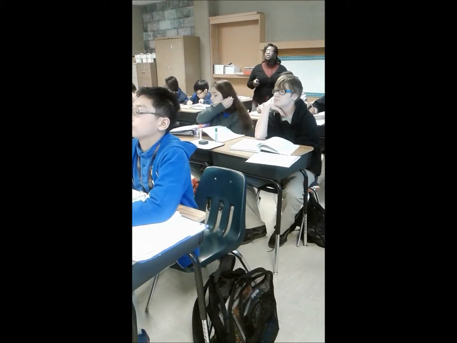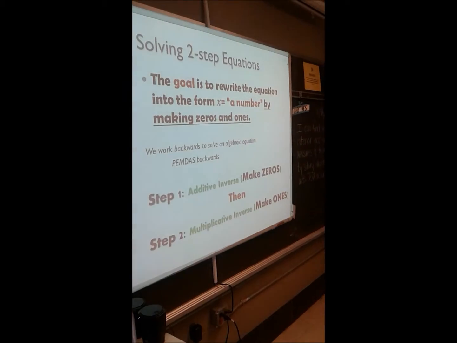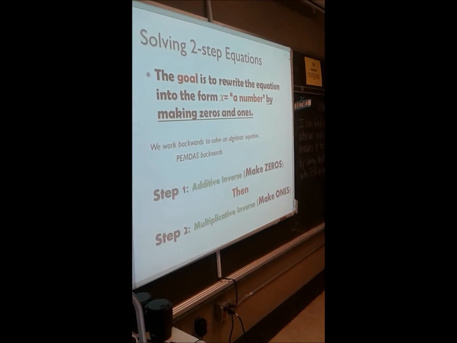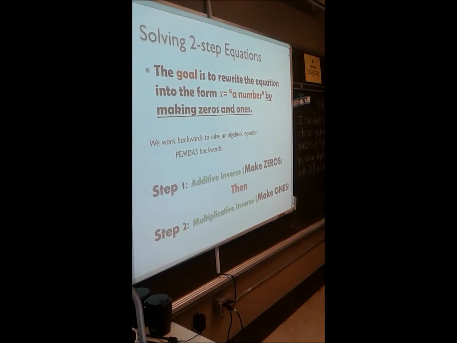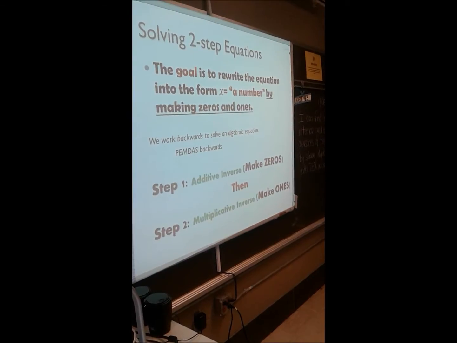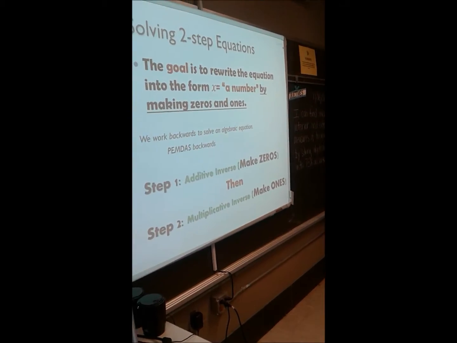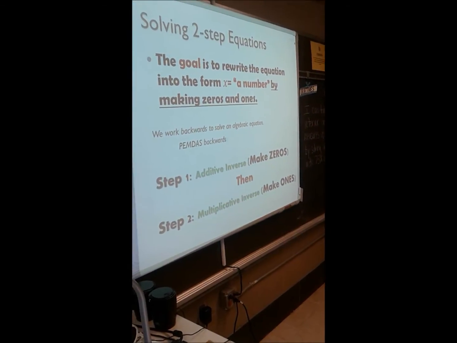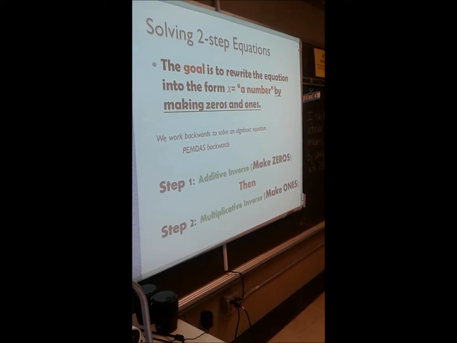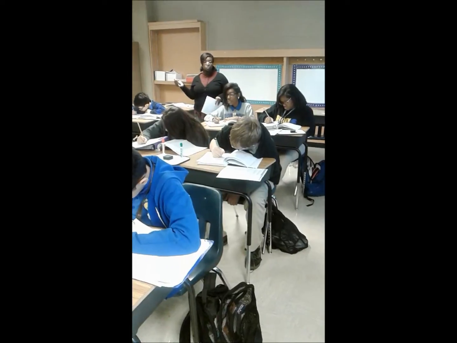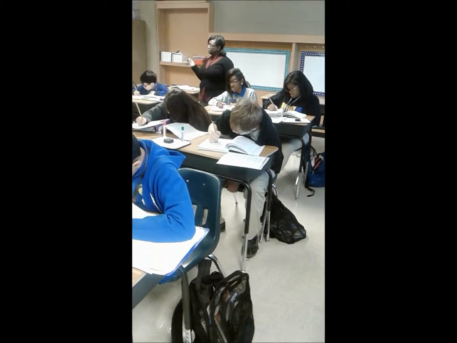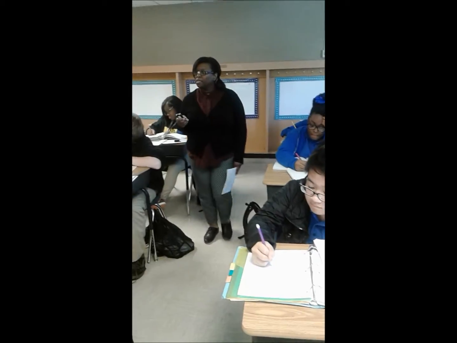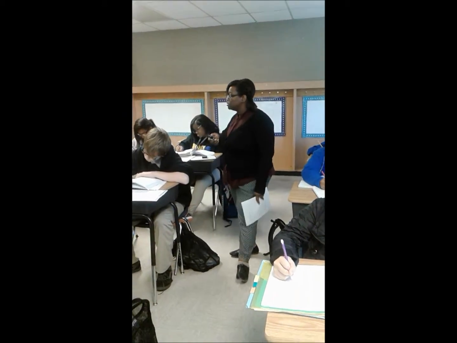The next slide. The goal is to rewrite the equation where x equals a number. But the main part, and this is how I like to remember it, we're making zeros and we're making ones. How do we make zeros? Rakaya? Additive inverse. How do we make ones? Lynn? Multiplicative inverse. Very good. So step 1 is to make zeros, and step 2 is to make ones. 0 comes before 1, so you remember as 0, then 1. Step 1, make zeros. Step 2, make ones.